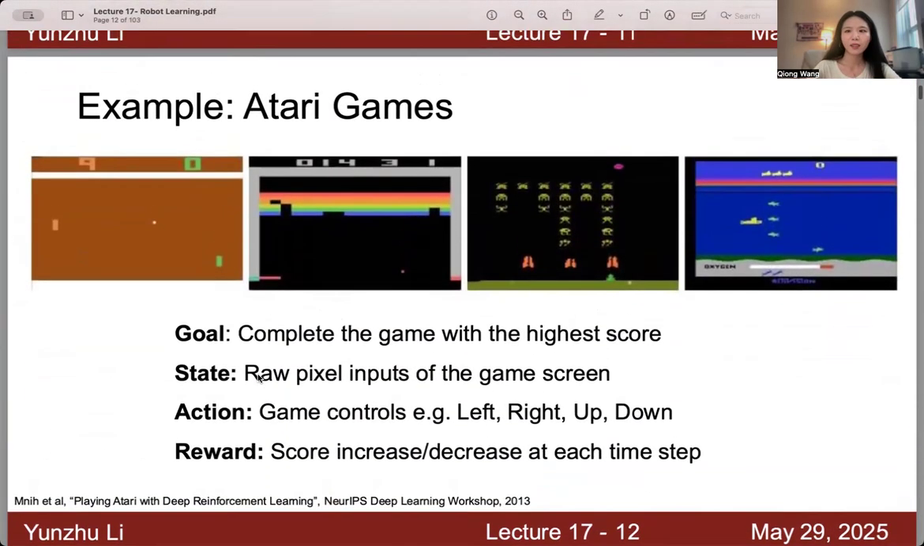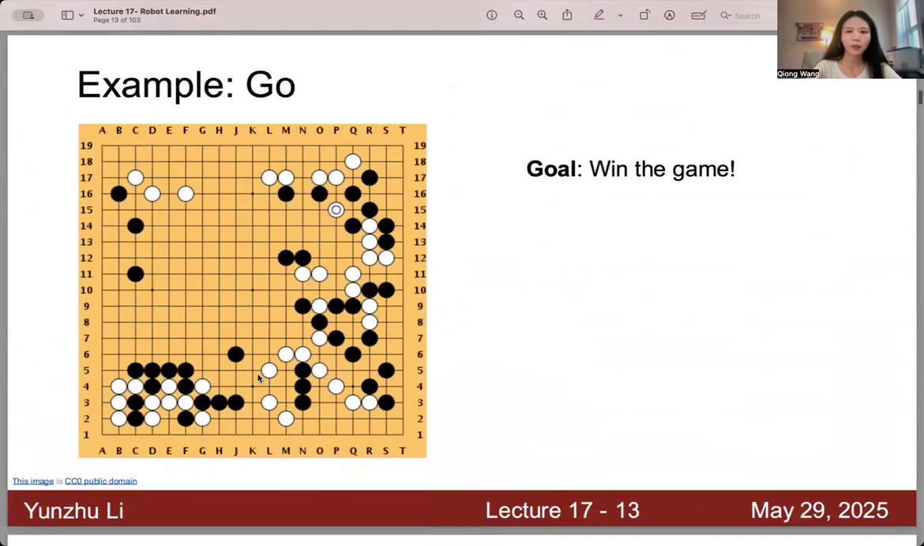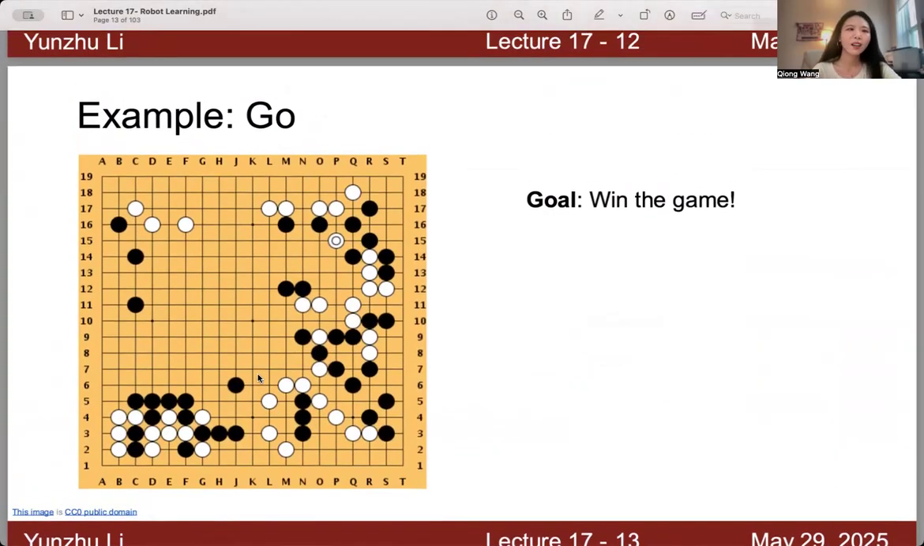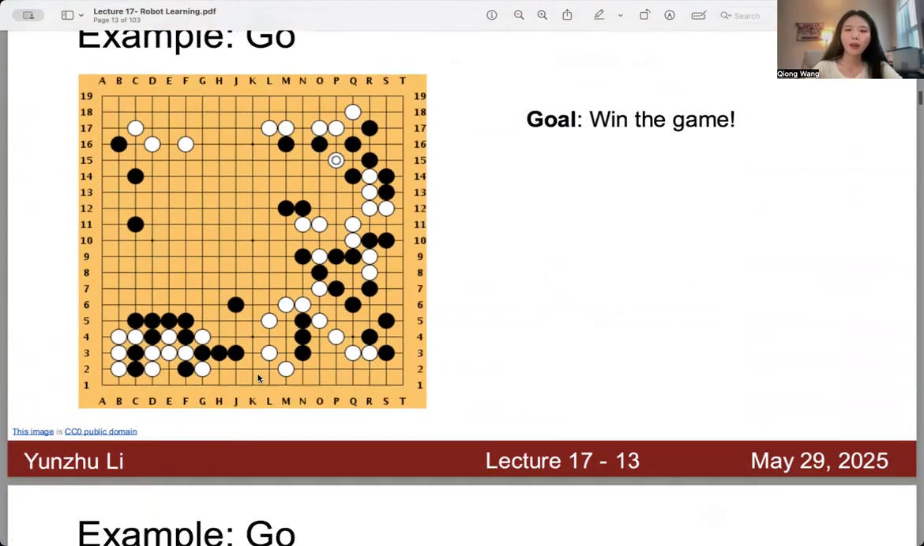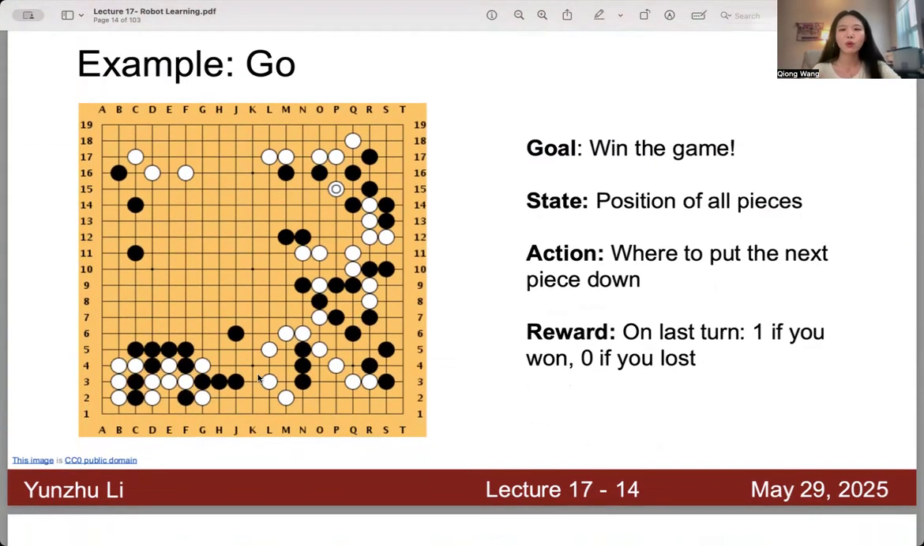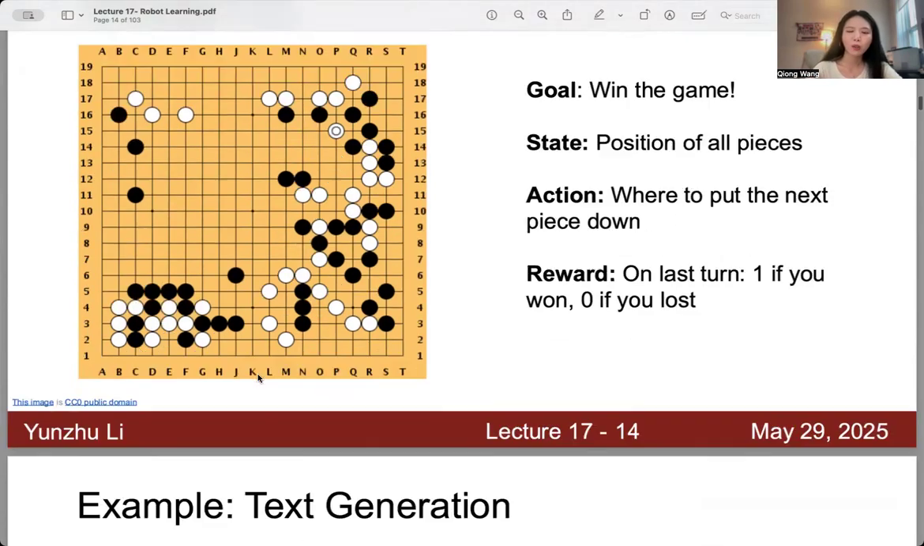This is an example of Atari games. The goal is to complete the game with the highest score, and the reward is the score increase or decrease at each time step. This is an example of Go. The goal is to win the game, and the reward is given on the last turn: 1 if you win, or -1 if you lose.